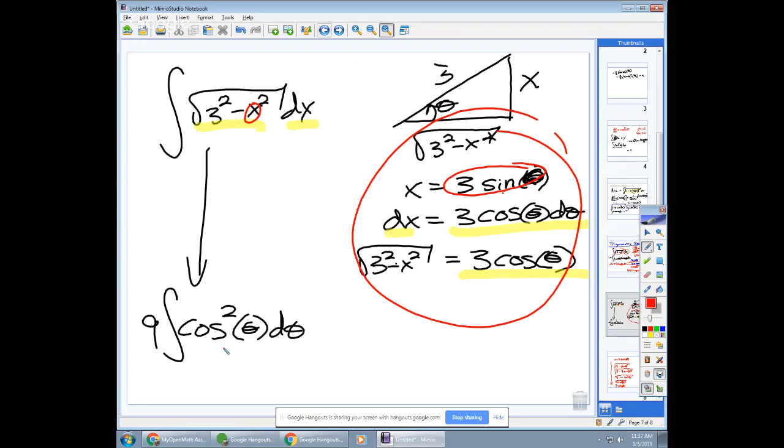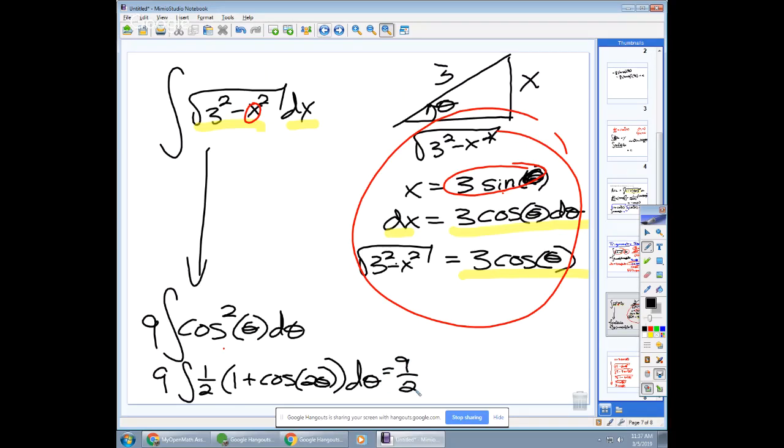So cosine squared, we have an identity for that. So I'm going to have 9 times the integral. The identity could be viewed as 1/2 times 1 plus the cosine of 2 theta d theta. Oh, that's the double angle. This is the double angle formula or the half angle formula, depending on your perspective. Yeah. So that's an important formula. And then, so I have a factor of 9/2 I can pull out.